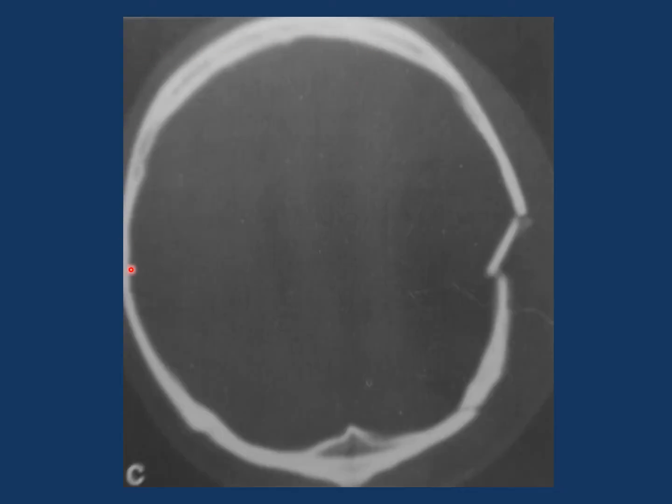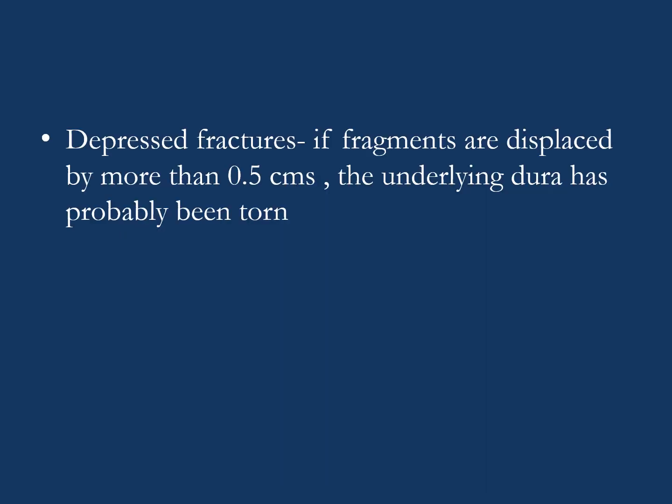On CT scan, bone window will show you an example of a depressed fracture. If the fragments are displaced by more than 0.5 centimeters, the underlying dura has probably been torn.